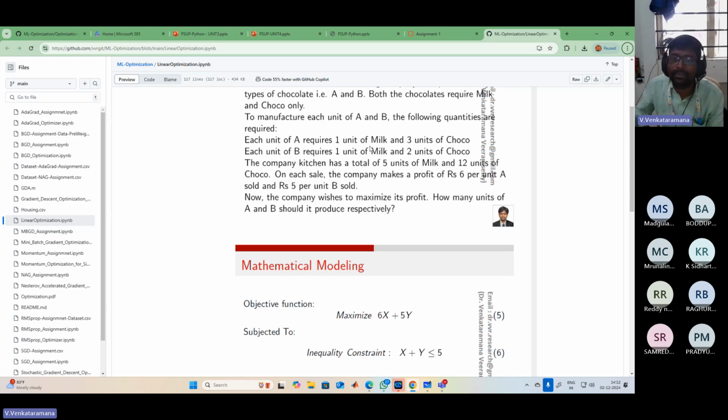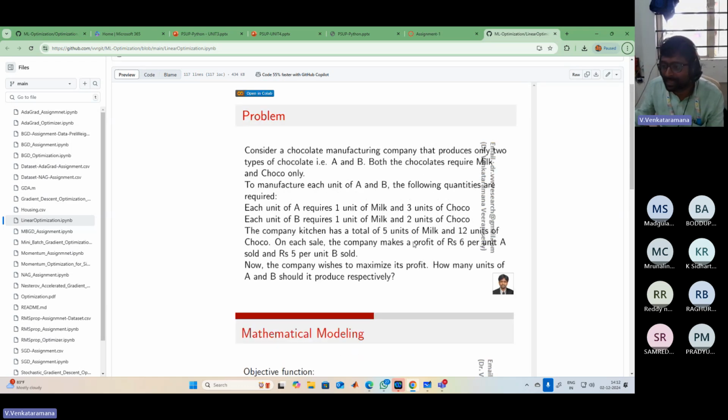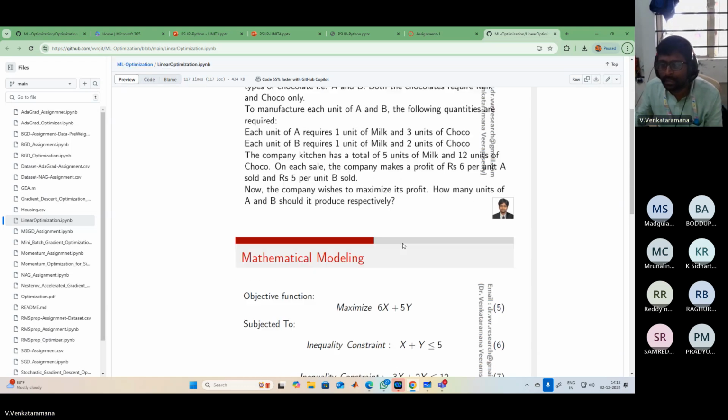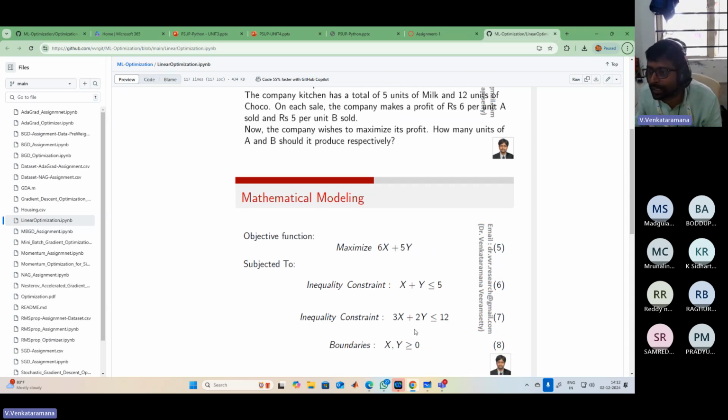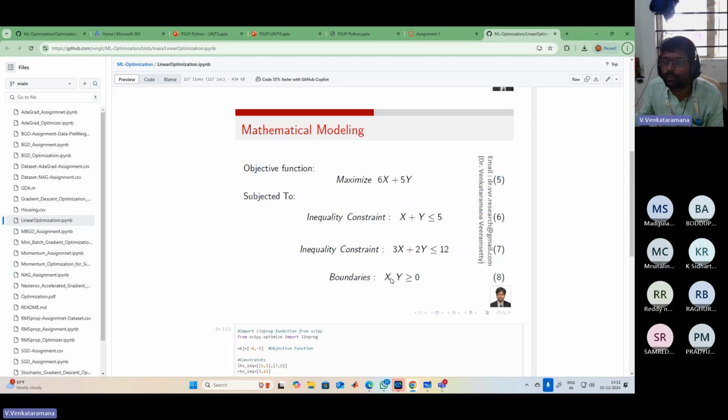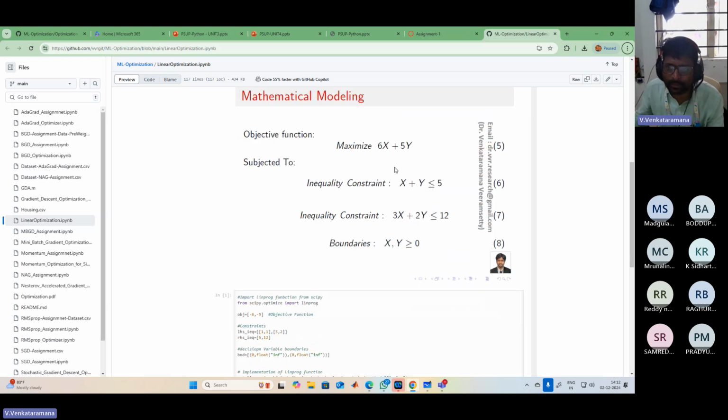So this is the problem statement given by my client, the requirements of my client. Now I'm converting those requirements into the mathematical modeling. Once we convert this into the mathematical modeling, we can use any programming language to find the solution. So how do we solve this optimization problem?